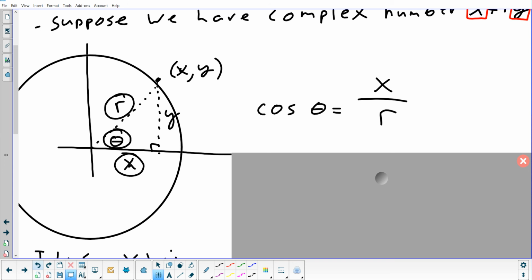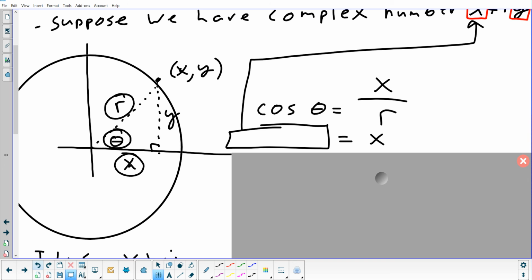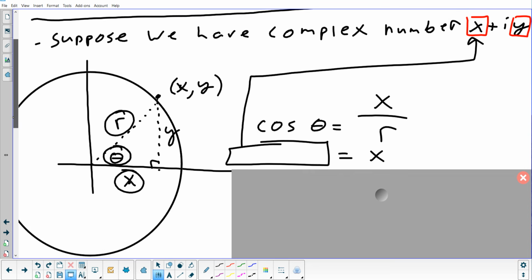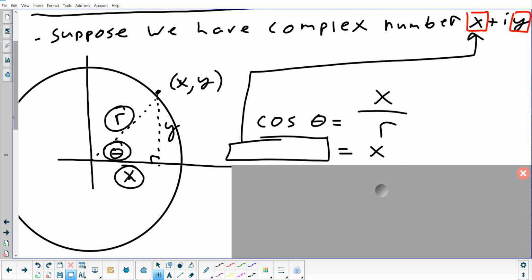Because what I would like now is a formula for x. And once I get that, I can substitute it in, and then I won't have an x anymore. And that's what I want. I want to get rid of the x. So what would x equal based on the formula cosine equals x over r? R cosine. Yep. So in a minute, we'll fill that in for x.